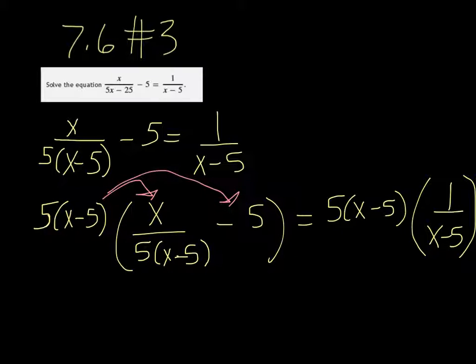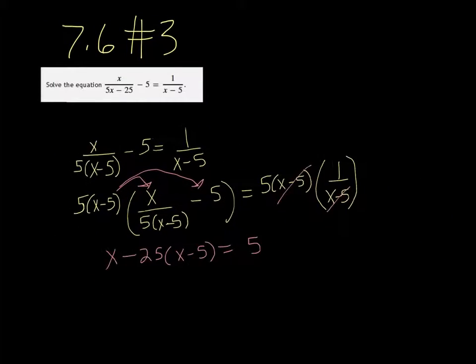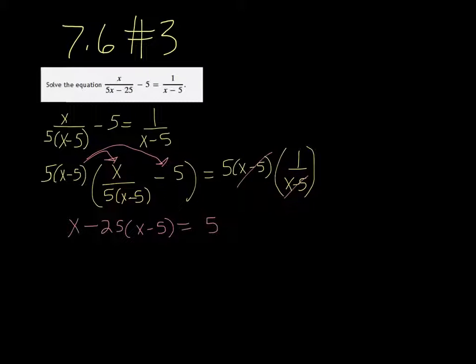So the 5 times x minus 5s will divide out on the first term, and we just get x. But on the second one, we're going to get a minus 25 times x minus 5. And then over here, the x minus 5s divide out, and we're just left with 5. So that greatly simplifies the problem that we're trying to solve.